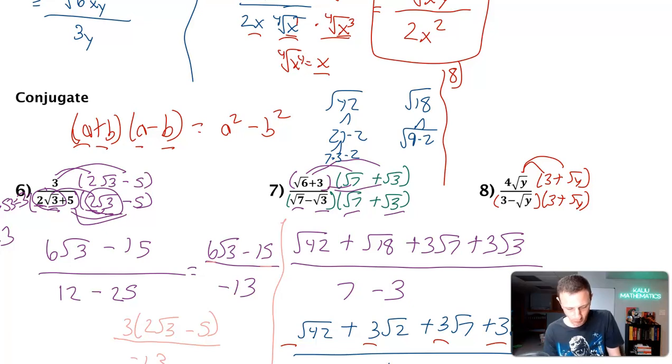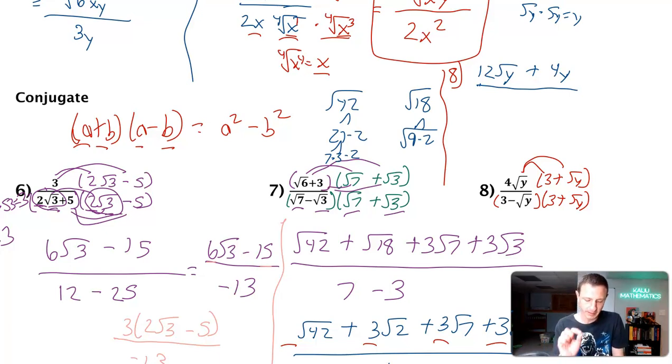So on the top, 4 root y times 3 is going to be 12 square root of y, plus 4 square root y times square root y is going to be 4y, because square root y times square root of y is y. That's multiplied by the 4, so 4y. And that's it on top. On bottom, we just multiply the first term, 3 times 3, and then the second term, square root of y times square root of y. So 3 times 3 is 9 minus y.